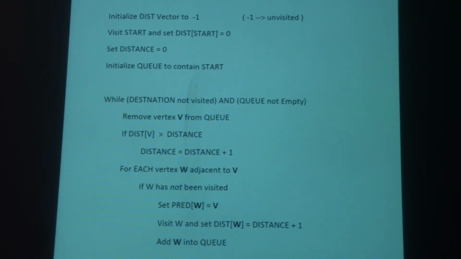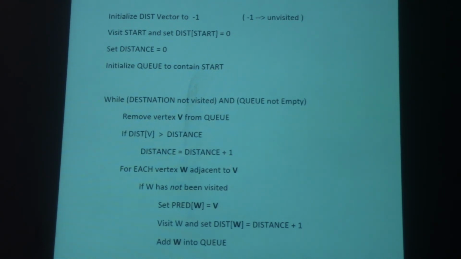So now E is the new V. Vertex V is now representing the vertex E. Now, is the distance of V more than distance? Well, dist of V, which is E, is 1, and distance is 0, therefore it's true. So what happens is distance moves to 1. What does it mean? That means the current vertex right now is 1 step away from the start.